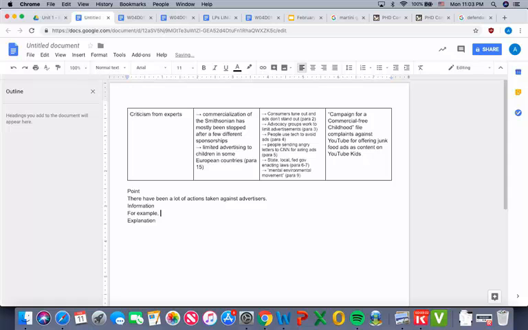For example, when companies like Goodyear tried to sponsor the Smithsonian, their sponsorships were eventually canceled due to public outcry.